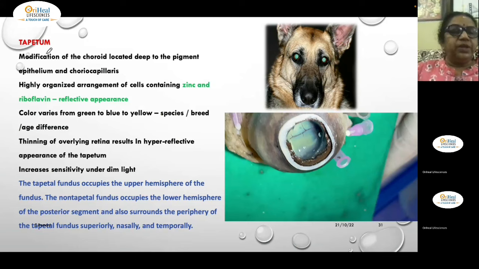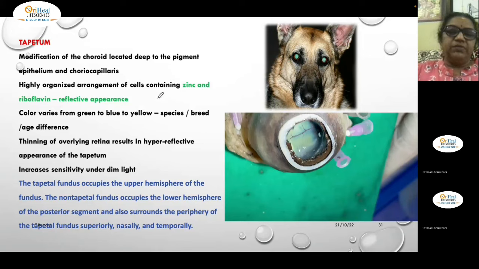Now comes the pigmented part of the posterior part. When you look into the animal's eye, many will ask, what is that shining structure? This shine is mainly due to the presence of zinc and riboflavin, and the highly organized arrangement of cells you will find in the choroid. So the tapetum is a portion of the choroid, not a portion of the retina, not a portion of the sclera. You will find the tapetum behind the retina.